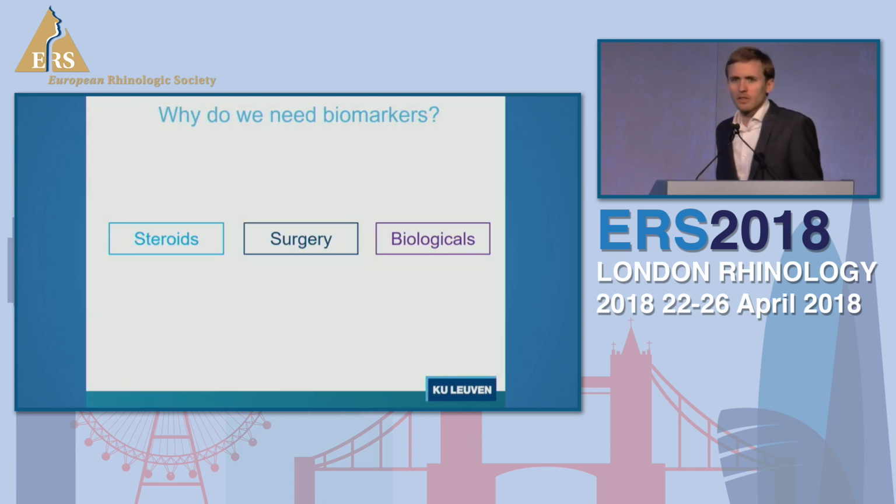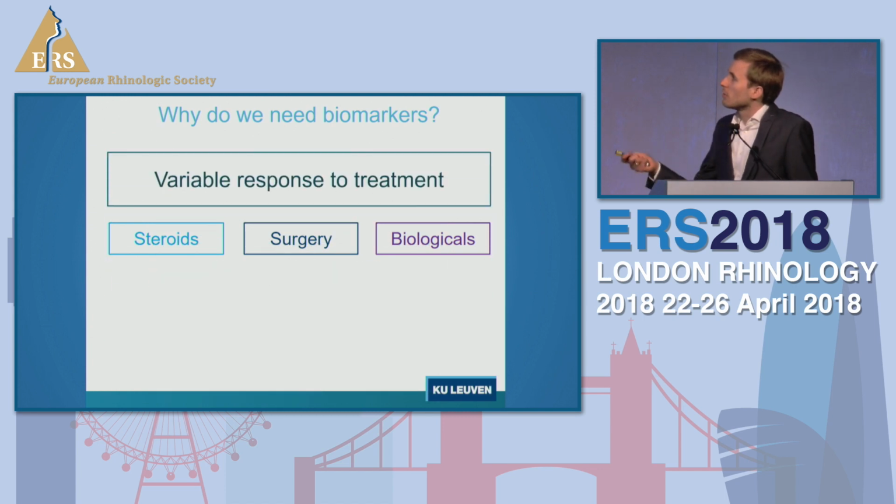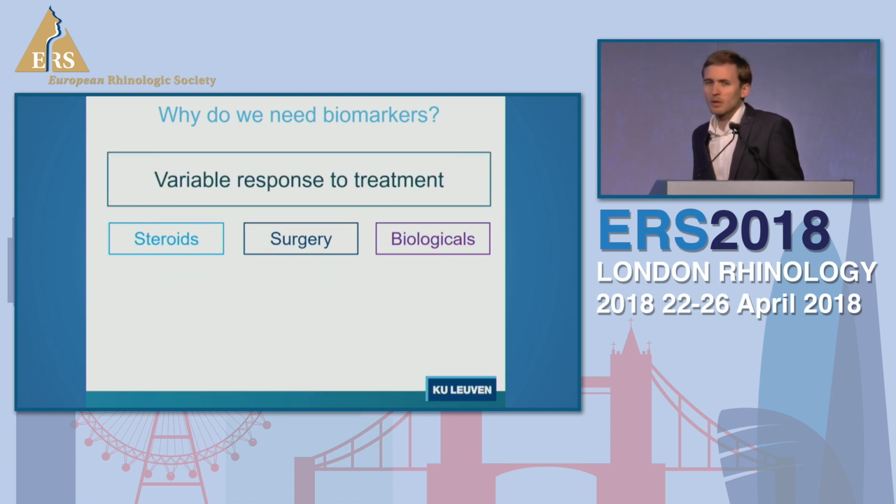So why do we need biomarkers? This is the mainstay of treatment in CRS. We have steroids, surgery, and also some evidence from phase 2 studies that biologicals might be beneficial in chronic rhinosinusitis. But we see that the response to treatment is variable for all of these. So therefore, I think there is a need for new biomarkers.